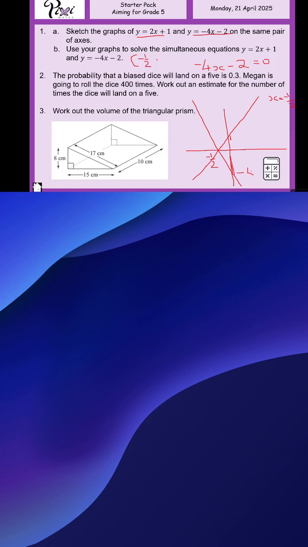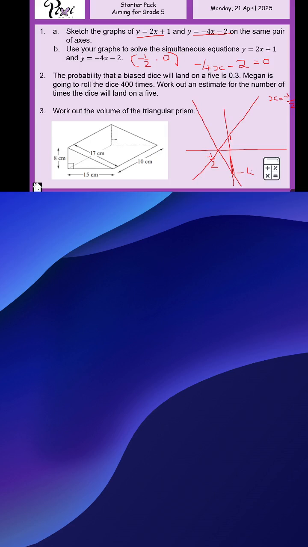If you set y to 0 for both, the x value is going to be minus a half. And then the y value is also going to be 0, because 2 times minus a half is minus 1, and plus 1, I get 0 for y. Minus 4 times minus a half is plus 2, subtract 2 and I get 0. So that's the answer for question 1b.